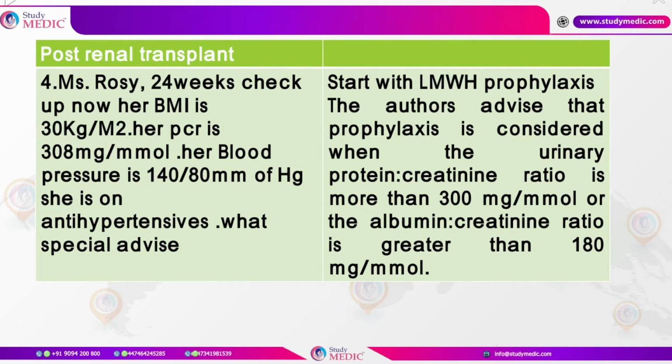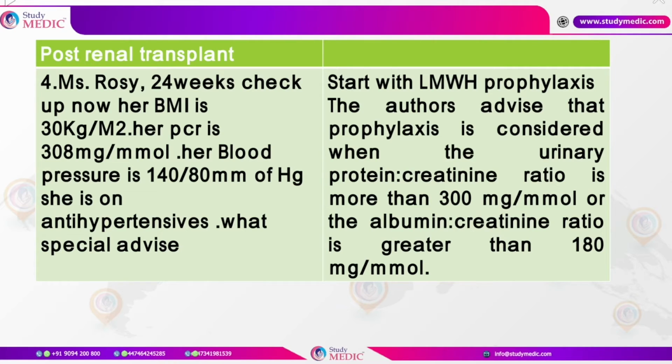A fourth question: Miss Rosie, at 24 weeks, check-up now, and her BMI is 30 kilogram per meter square. Her protein creatinine ratio is 308 milligram per millimole, and her blood pressure is 140 by 80 millimeters of mercury, and she is on antihypertensives. What advice are you going to give?